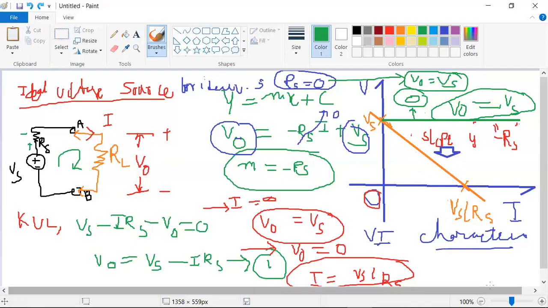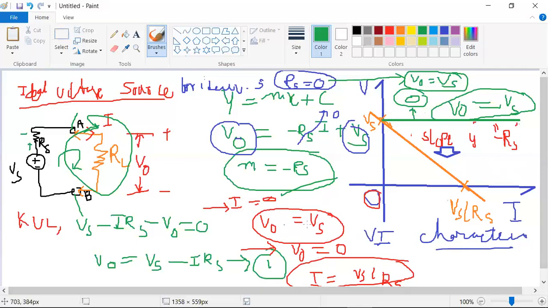In the practical voltage source, we have two cases. One is I equal to 0. The second one is V naught, the terminal voltage, equal to 0. When current is equal to 0, that means removing the load. In this condition, current will not flow in the open circuit, right? Then if I connect a DMM across the A and B terminals, it will show the same output voltage as the input voltage. This is case 1.